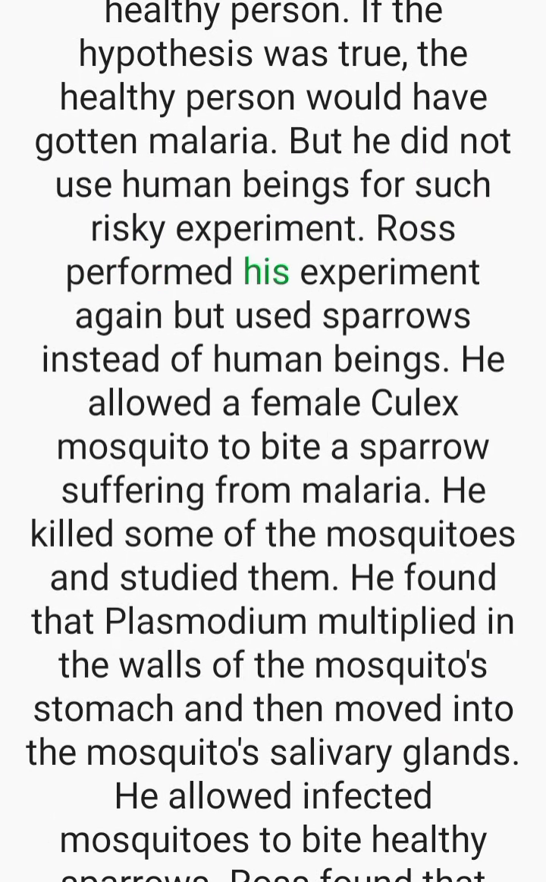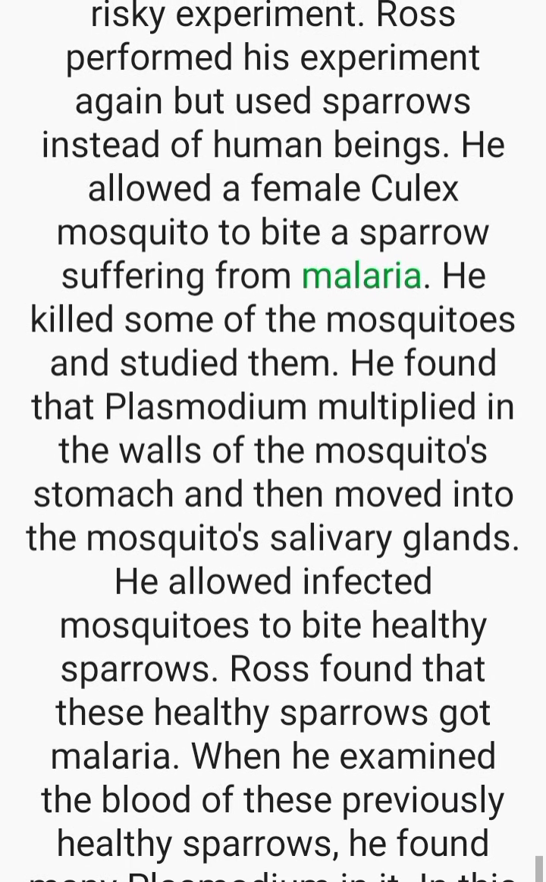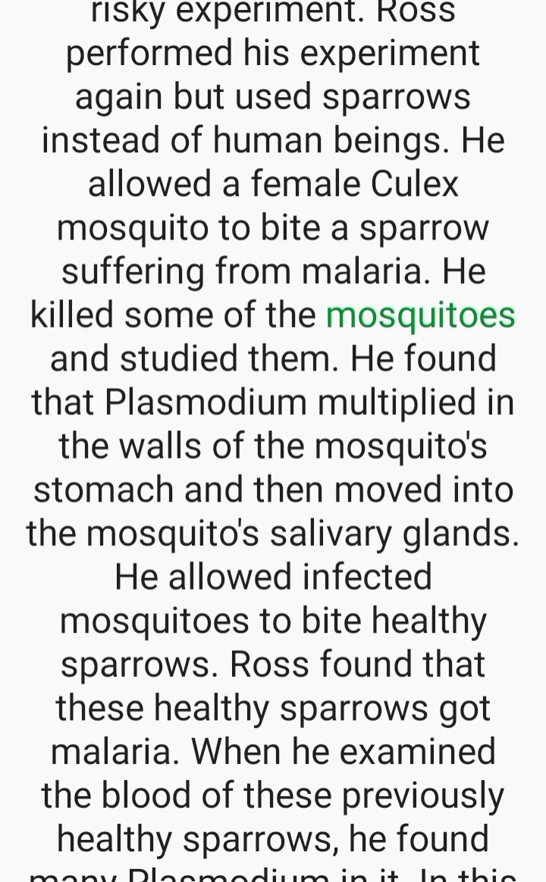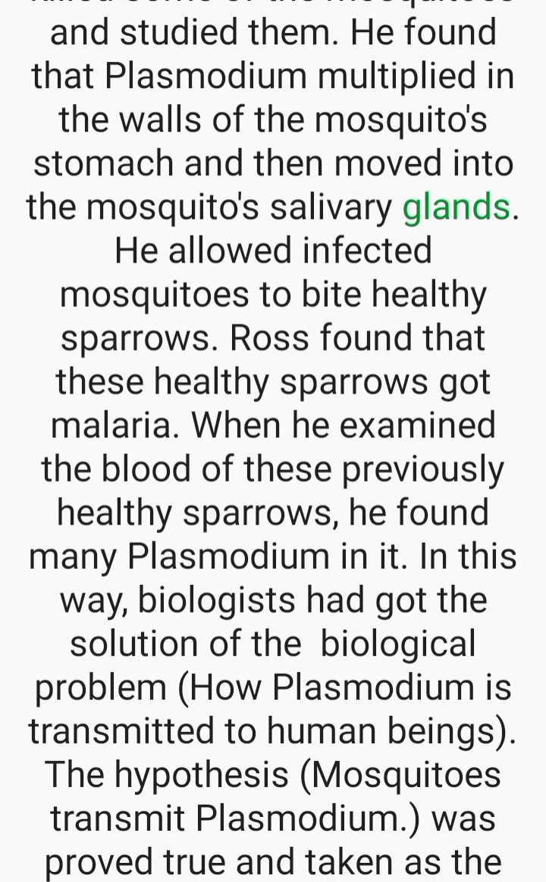Ross performed his experiment again but used sparrows instead of human beings. He allowed a female Culex mosquito to bite a sparrow suffering from malaria. He killed some of the mosquitoes and studied them. He found that Plasmodium multiplied in the walls of the mosquito's stomach and then moved into the mosquito's salivary glands.